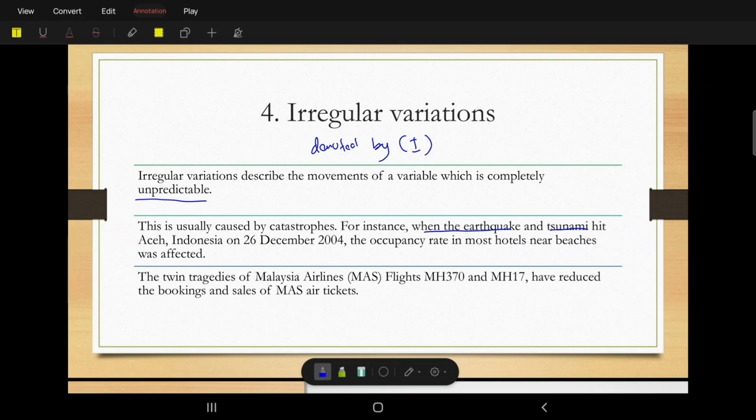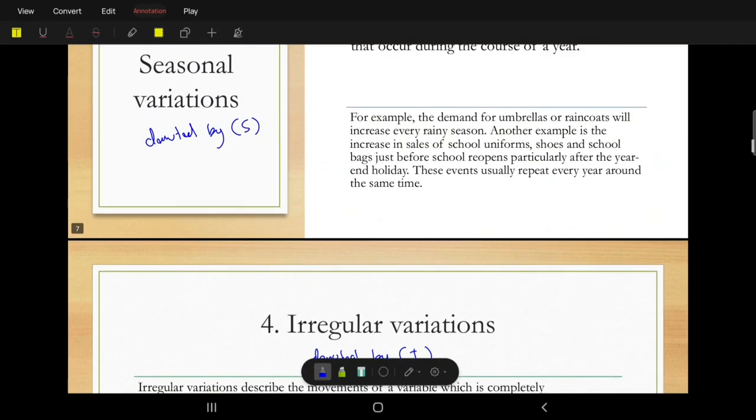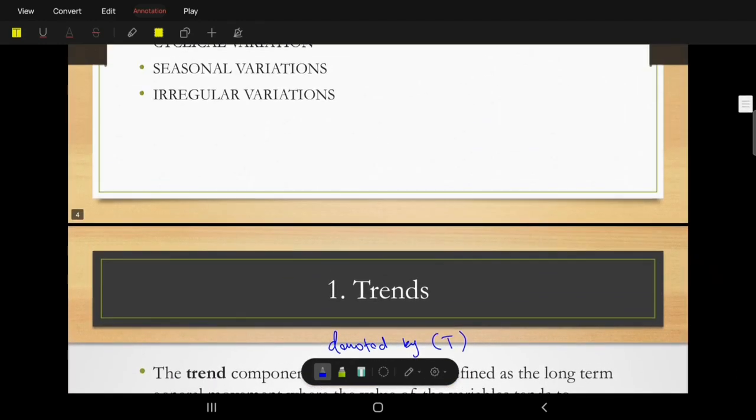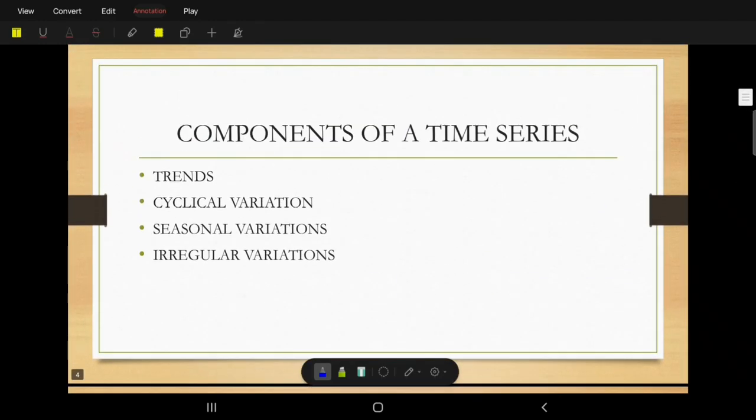And then the twin tragedies, flight MH370, MH17, have reduced the bookings and sales of mass air tickets. Ni pun unpredictable. Benda tu boleh berlaku secara tiba-tiba. Kita tak boleh nak predict benda tu. So this is 4 components that will affect the ups and downs. Jualan kita, the sales dia.